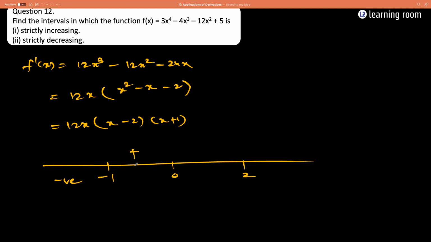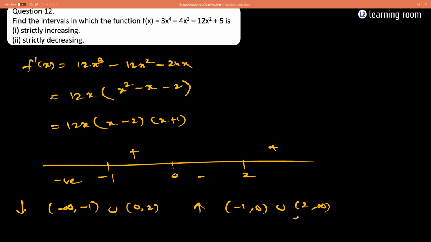If I take 1, it comes negative. Above 2, if I take a point, it is positive. So decreasing for minus infinity to -1 union 0 to 2. Increasing for -1 to 0 union 2 to infinity. Correct? This is the answer, right?